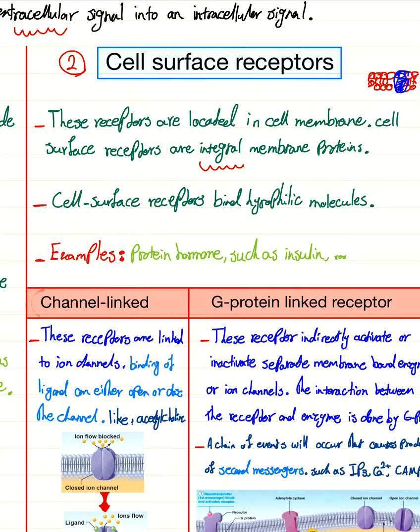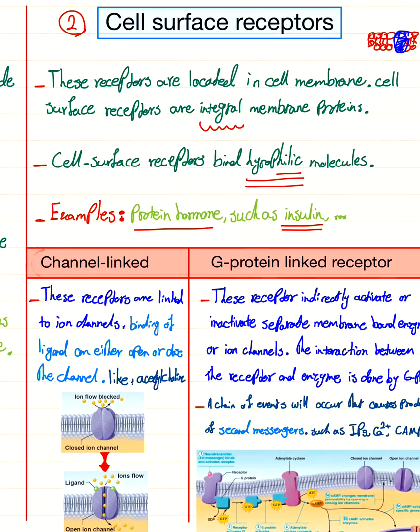Then these cell surface receptors bind to hydrophilic molecules. So the other one was hydrophobic, but this is a hydrophilic molecule. And there are some examples such as protein hormones, like insulin, glucagon, and so forth. There are two types that are good to know. One of them is channel linked receptors, and the other one is G protein linked receptors.